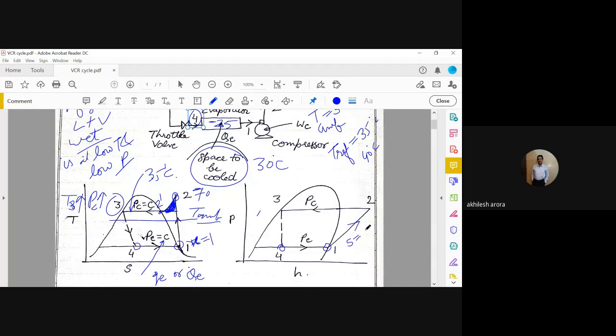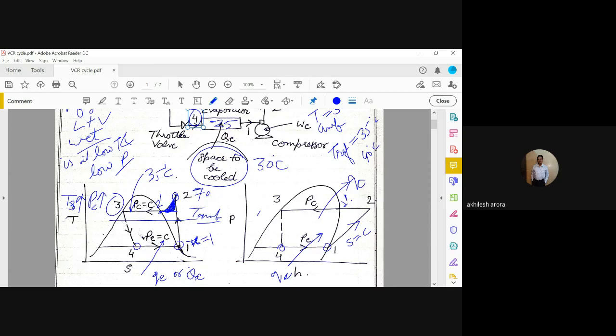From 1 to 2, it is the isentropic compression, S equal to constant. So it is reversible adiabatic compression, and during this process the entropy will remain constant. In 4 to 1, QE amount of heat is added to the refrigerant, and during process 2 to 3, there is heat rejection QC to the surroundings. 2 to 2 dash is the sensible heat lost in the condenser, and 2 dash to 3 is the latent heat lost in the condenser.